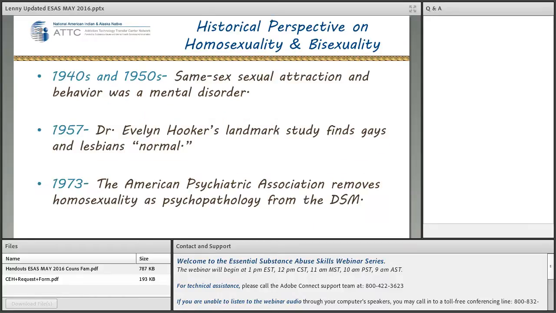So here are some historical perspectives on homosexuality and bisexuality. In the 1940s and 1950s, same-sex sexual attraction and behavior was considered a mental disorder. In 1957, Dr. Evelyn Hooker's landmark study finds gays and lesbians defined as normal. It was in 1973 that the American Psychiatric Association removed homosexuality as a psychopathology from the DSM. So before that, being gay was considered a mental disorder.